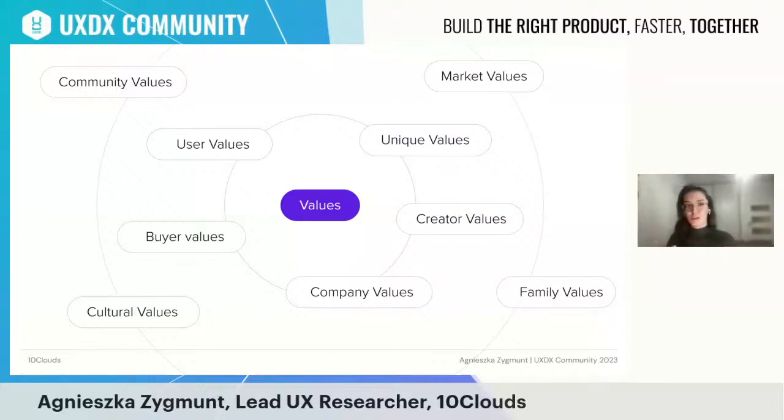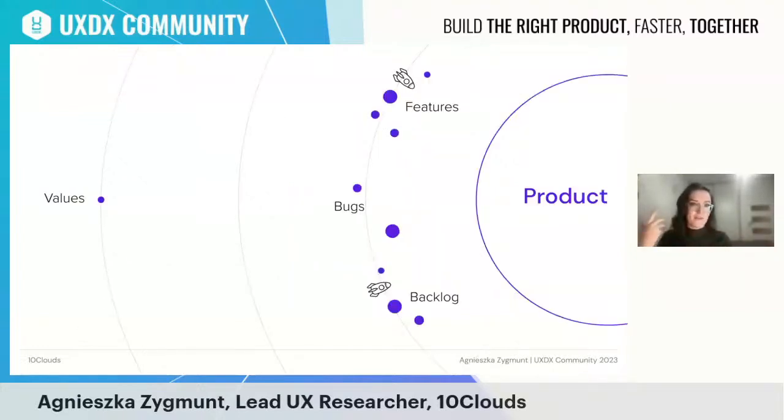But if we look at the process of creating a product, we can find out that if we compare the product to a planet, and this planet has different orbits, the closest orbit to the planet is what we take care of the most. So we are focusing on features, on bugs that we want to fix, on the big backlog for development or design that we have, or the new features we want to add.